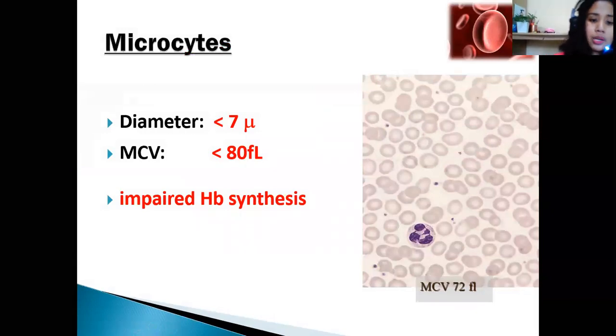So when we say microcyte, it should be less than 7 micrometers. And its MCV, of course its volume, is less than 80 femtoliters. So there is impaired hemoglobin synthesis. Hemoglobin is affected. That's why it's small. Microcytes is also dictated by iron. So hemoglobin synthesis, right? Iron and hemoglobin are very much related to each other.